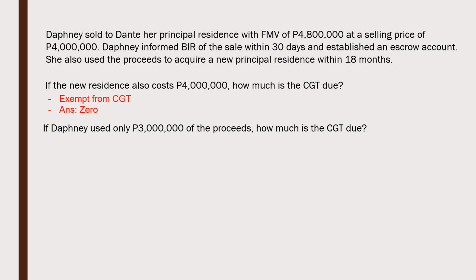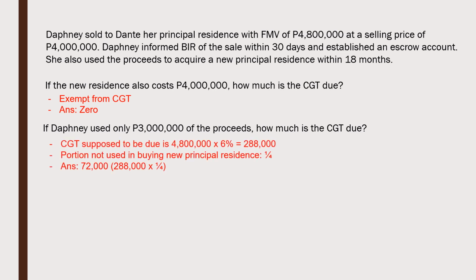But if Daphne used only 3 million of the proceeds, how much is the CGT due? So we just get the proportion. The CGT that's supposed to be due is 4.8 million, the higher of the fair market value and selling price, times 6% equals 288,000. And the portion not used is 1 million out of the 4 million because Daphne only used the 3 million. So we multiply 288,000 by 1/4. So the CGT due is 72,000.